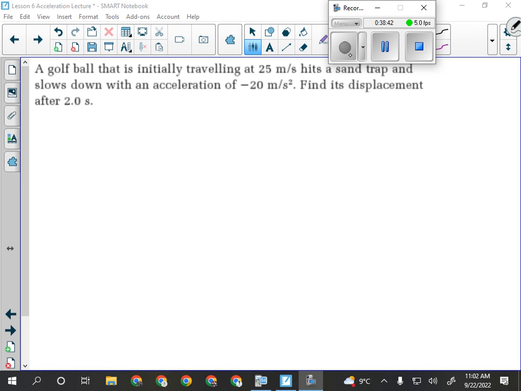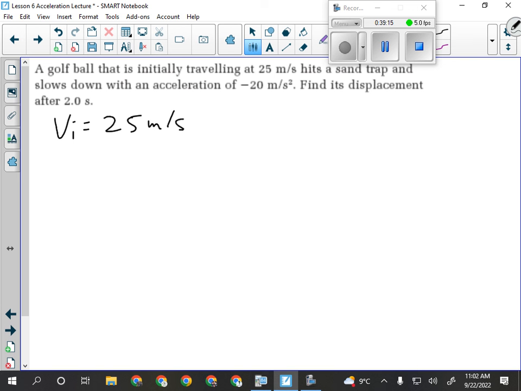So this question's not only an example of one of the formulas we're going to go over, but it's also an example of when you have to be mindful of the wording of the question for vector purposes. So a golf ball is initially traveling at 25 meters per second. Did they give me a vector on that? They did not. So is that a velocity or a speed? So my initial speed is 25 meters per second.